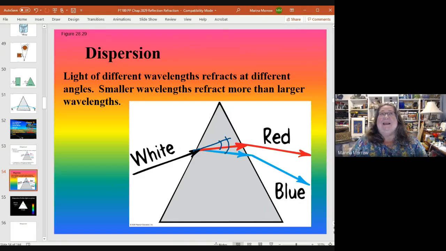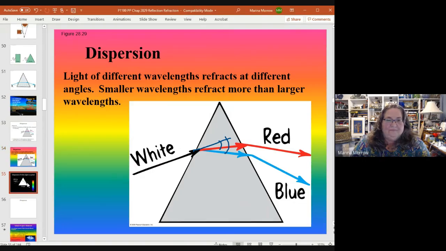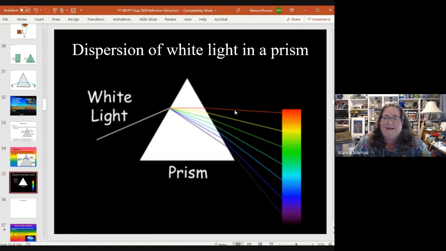I always like to think of it as kids playing at the beach. The kids are playing at the beach, and who gets pushed around by the waves more? The little kid, right? So that's what's going on here. The little wavelengths, the blues, the violets, and stuff, they get pushed around more by, say, water or glass molecules. Okay, so you can see how the red is closest to its original path. The violet is most out of the original direction, right? So it has refracted the most.